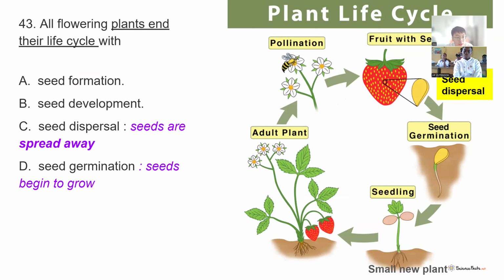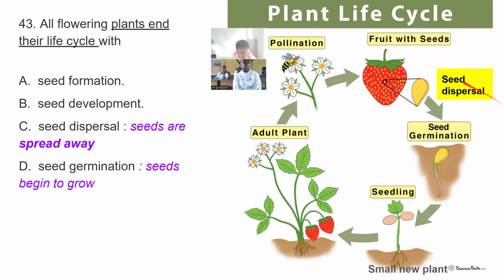And then the next question, all flowering plants end their life cycle with what? Is it seed formation? Is it seed development? Or is it seed dispersal? Or seed germination? C. Yeah, if you said C, that would be correct. The answer is C.